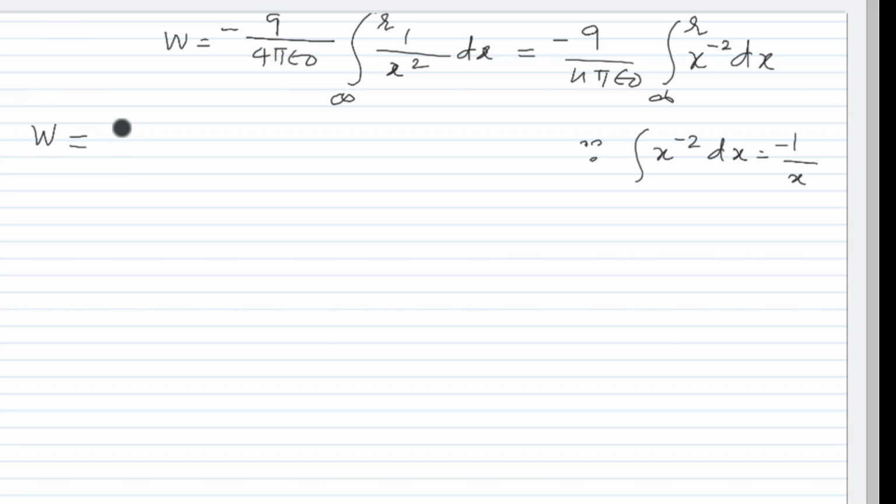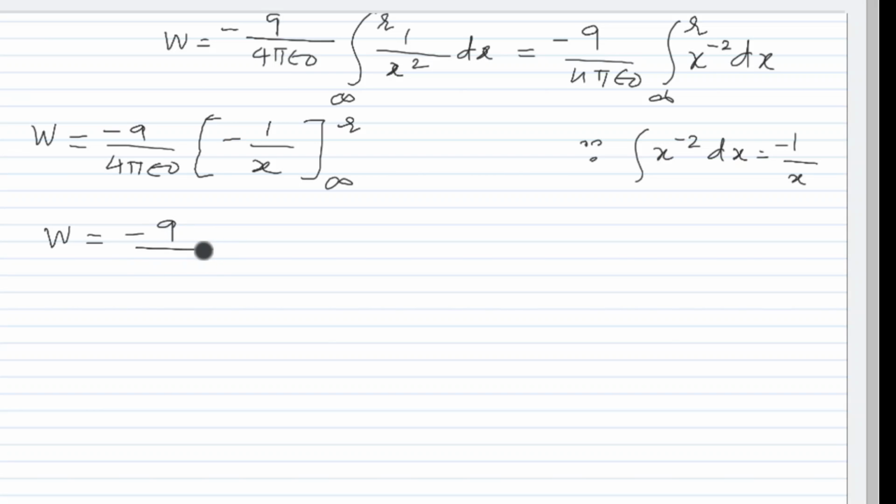So W, the total work done, is equal to minus q upon 4 pi epsilon 0, and now we are solving this integration, so we write a square bracket. Whatever value we get for the integration of x raised to minus 2 dx, I am putting as minus 1 upon x, but the limits I'll put as they are here. The lower limit is infinity. So W is equal to minus q upon 4 pi epsilon 0.